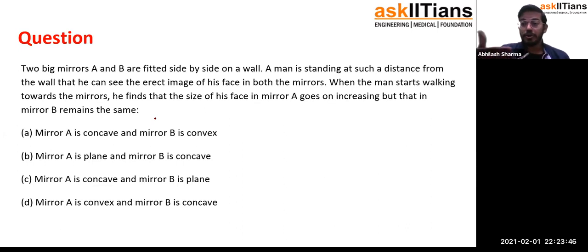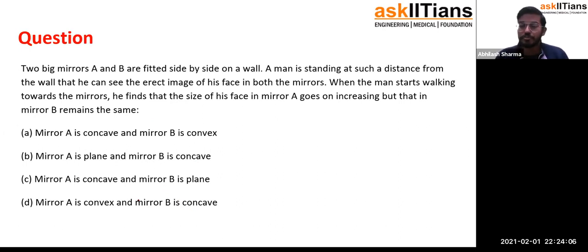So you may walk close and away from a certain mirror, but your size never changes. And which mirror is that? Plane mirror is that, isn't it? So mirror B is a plane mirror. And very easy it becomes for us because only one option is there with mirror B as plane. So our problem is solved.